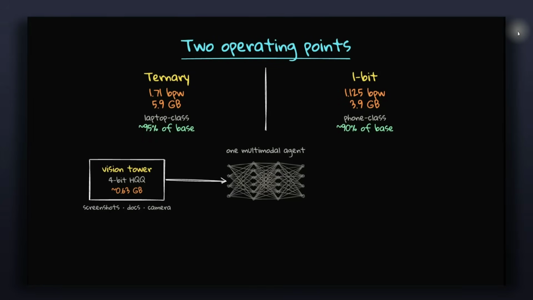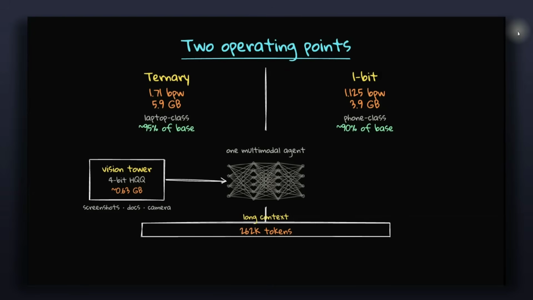You have a 4-bit vision tower, which is going to be around half a gigabyte, which you can use for reading screenshots, documents and even your camera. And it carries about a 262,000 token context window, which is more than enough for a lot of applications.